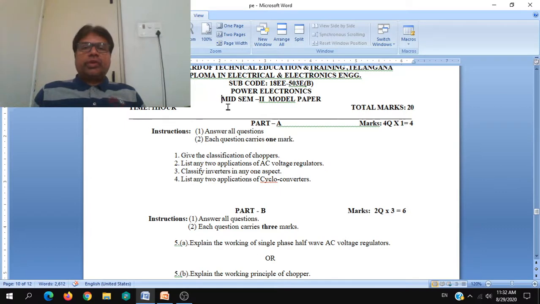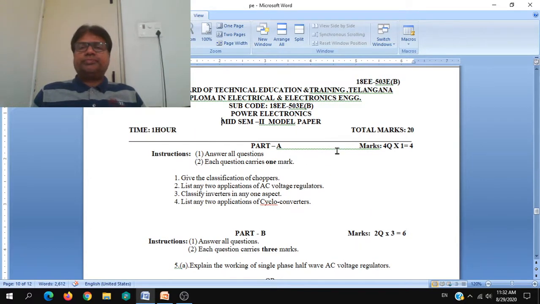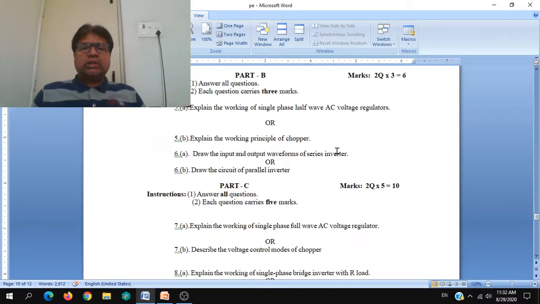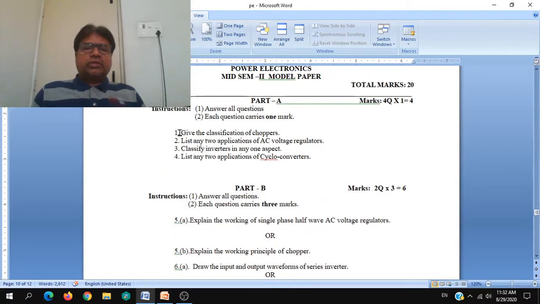This is the mid-sem 2 model question paper. Part A consists of 4 questions. There is no choice. You have to answer all. The first question is, give the classification of choppers, or classify the choppers, or write the classification of choppers, whatever. And the second one is, list any 2 applications of AC voltage regulators. These 2 questions come from unit 3 and course objective 3. We will go through those answers.